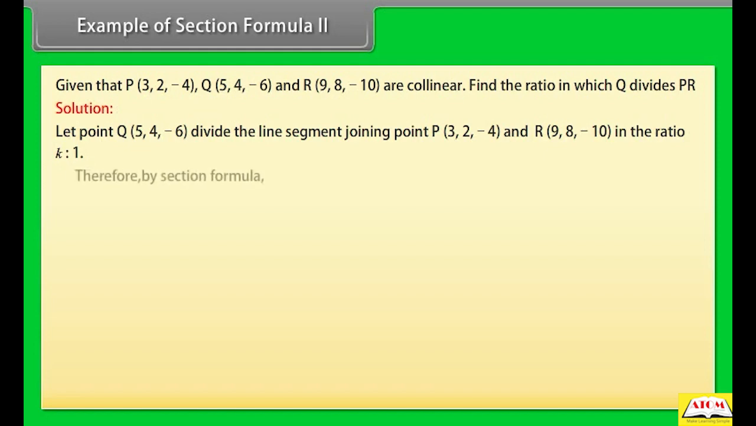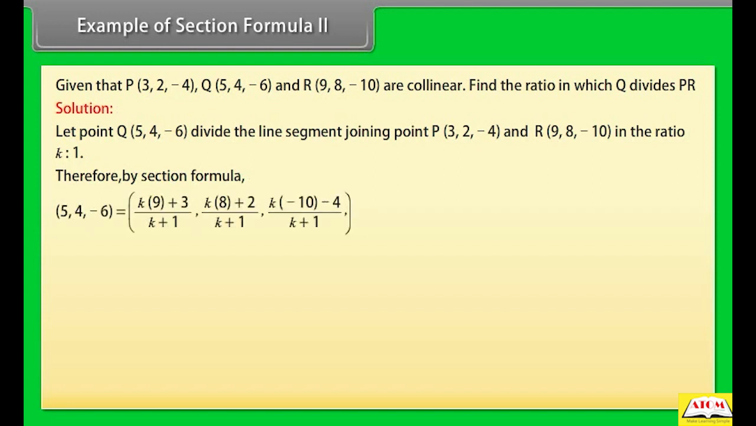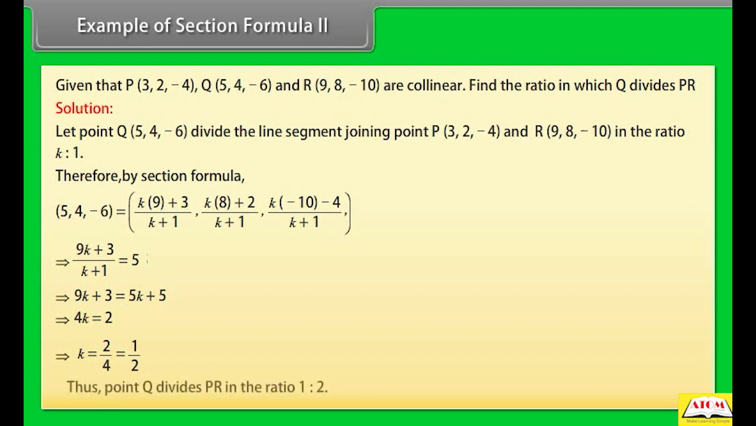Therefore, by using section formula we get (5, 4, -6) is equal to ((k into 9 plus 3) by (k plus 1), (k into 8 plus 2) by (k plus 1), (k into -10 plus 4) by (k plus 1)). On solving for k, we get k is equal to 1 by 2. Thus, point Q divides PR in the ratio 1:2.